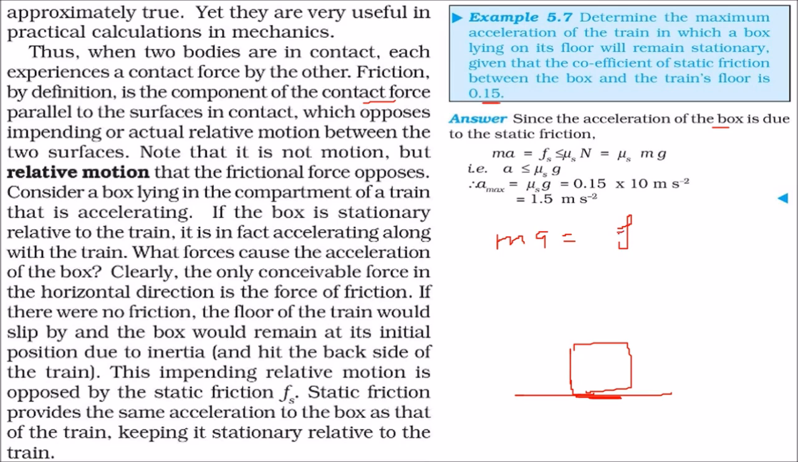We know that Fs is less than or equal to mu s N. This we already know, this expression. N is the normal force, so that will be equal to mg. Let us put mg in this case. So ma will be equal to mu s into mg. The m gets cancelled out. a will be less than or equal to mu s into g. Mu s is given, g is also given. Just multiply them. This will be 1.5 meter per second square.